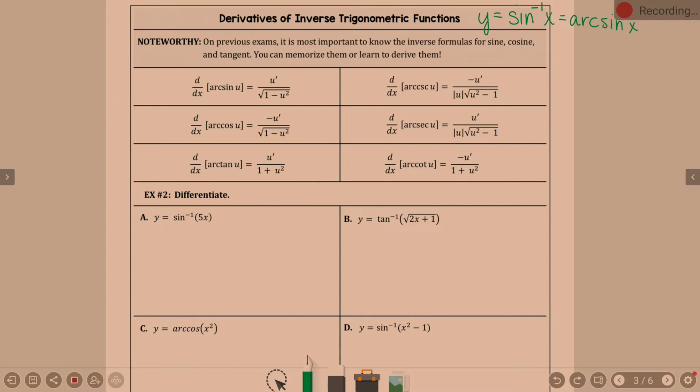Okay, so sine inverse is the same as arc sine x. That's just an equivalence you need to know. You never know what will be thrown in on you at AP.